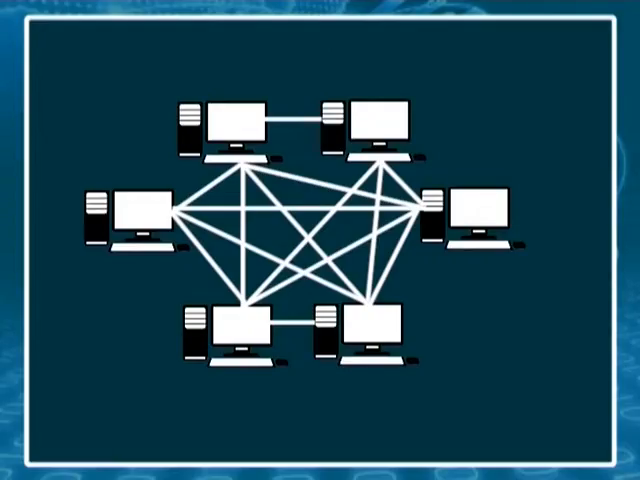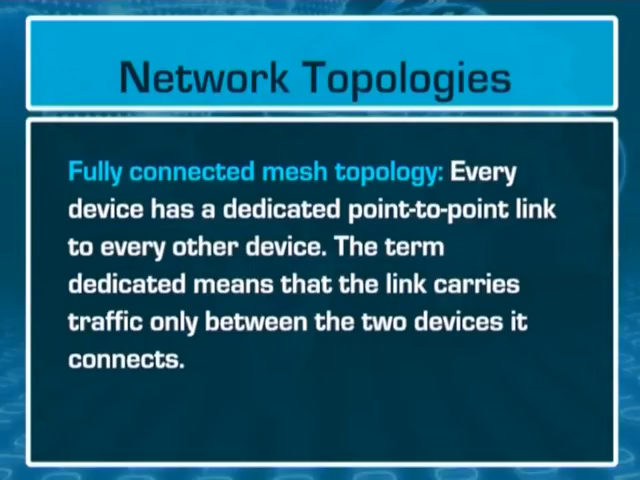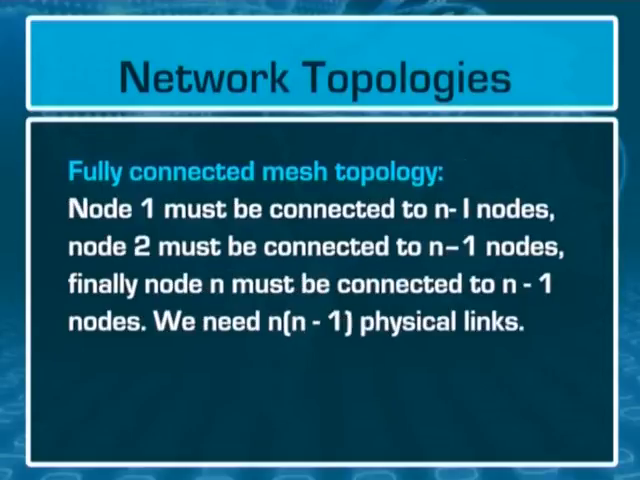Mesh topology is shown in the figure and it is of two types. Number 1, fully connected mesh topology. In fully connected mesh topology, every device has a dedicated point-to-point link to every other device. The term dedicated means that the link carries traffic only between the two devices it connects. To find the number of physical links in a fully connected mesh network with n nodes, we first consider that each node must be connected to every other node. Node 1 must be connected to n-1 nodes, node 2 must be connected to n-1 nodes, and finally node n must be connected to n-1 nodes.